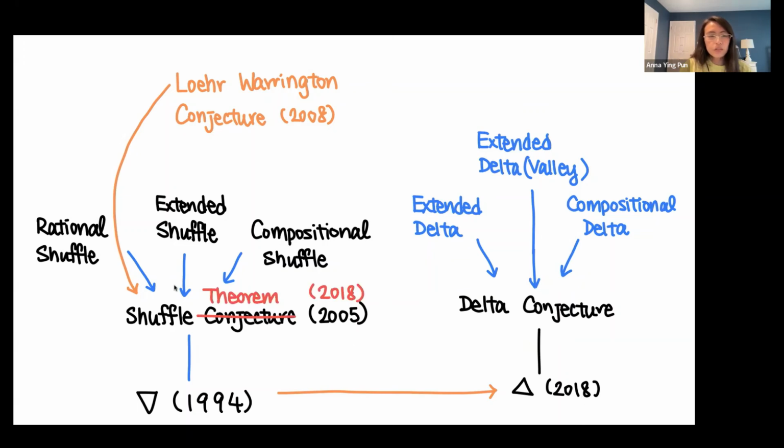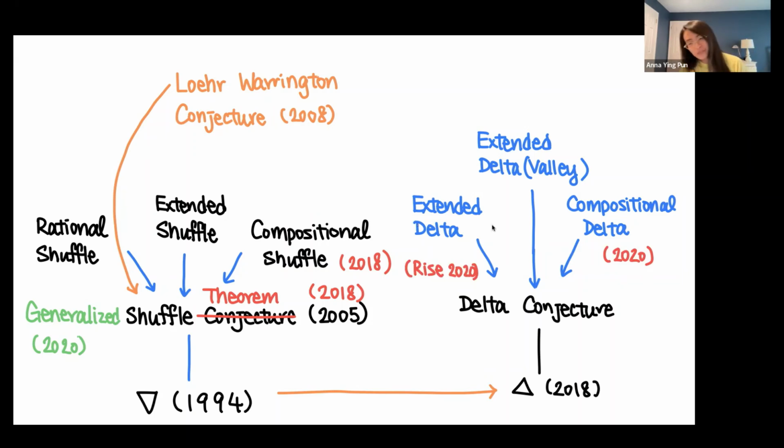During the same year, Carlsson and Mellit proved that the shuffle conjecture becomes a theorem. And they proved it by first proving the compositional shuffle, and then they proved the shuffle theorem. Okay, so these two are proved. And then our group using the cat generalized the shuffle theorem in 2020. And then in the same year, the compositional delta was proved, and therefore proved the delta conjecture. And our group in the same year also proved the extended delta conjecture of the Rise version and proved the delta conjecture. And then our group used a similar method and proved the Warrington conjecture using the CAT in 2021.